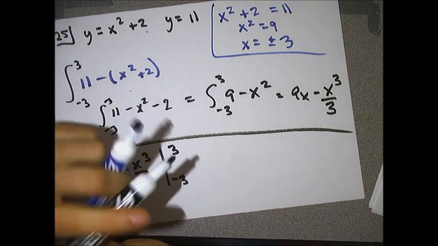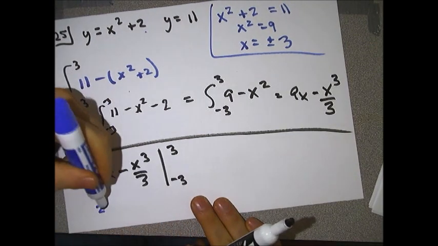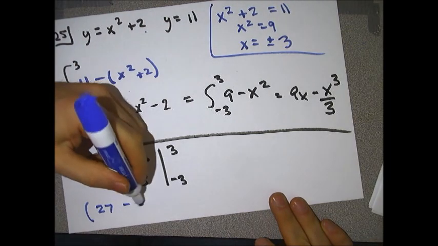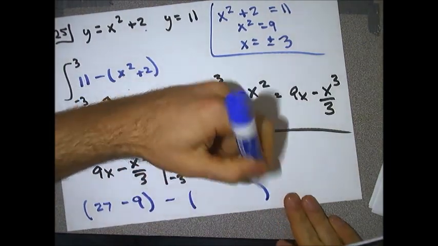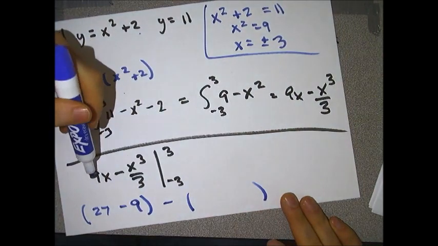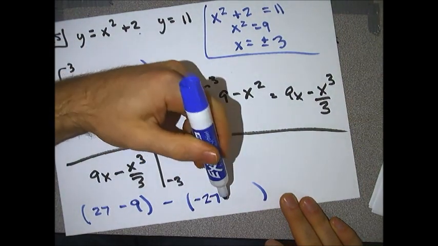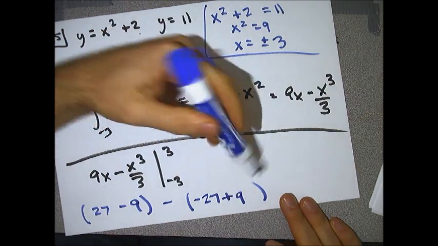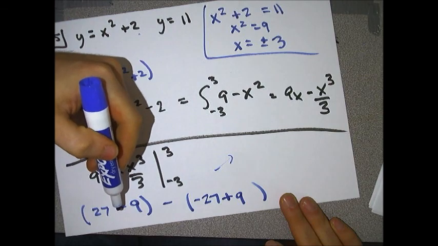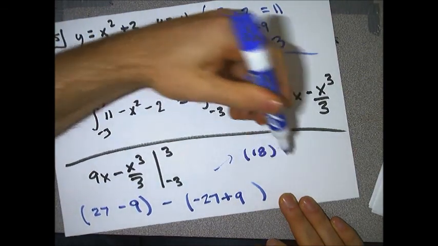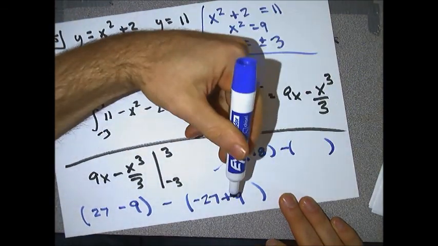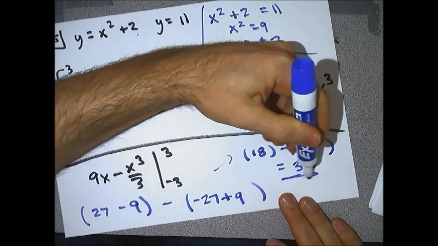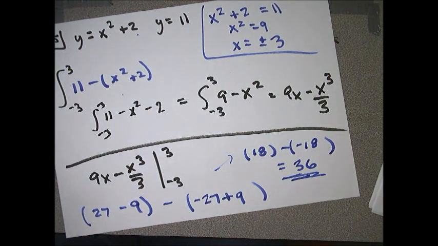If we plug in 3, this is 27 minus 27 over 3, which is 9, minus plugging in negative 3. It would be negative 27. This is going to be a minus minus, giving us a plus. First one is 27 minus 9, which is 18, minus negative 18. Minus minus is a plus. Answer is 36.